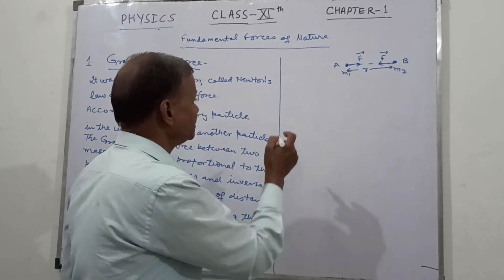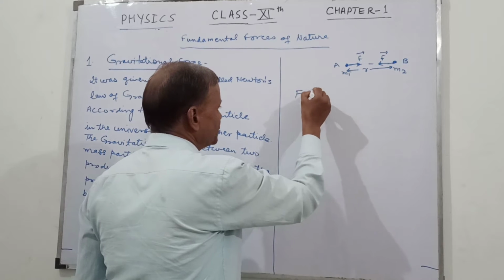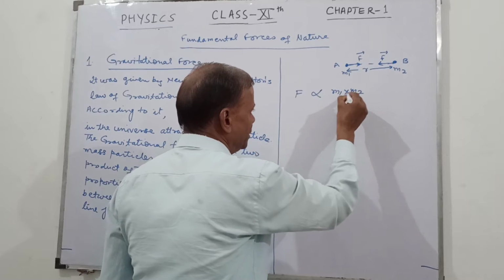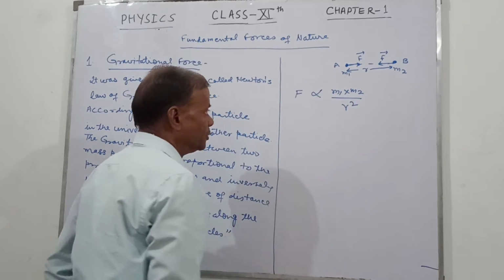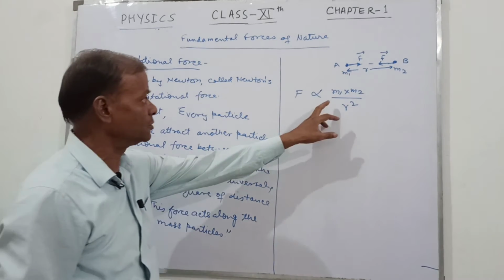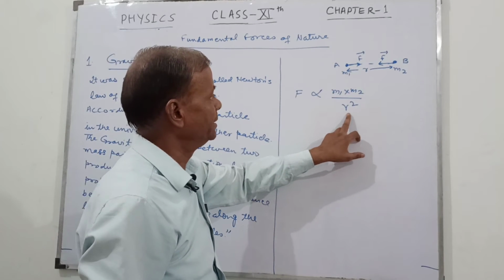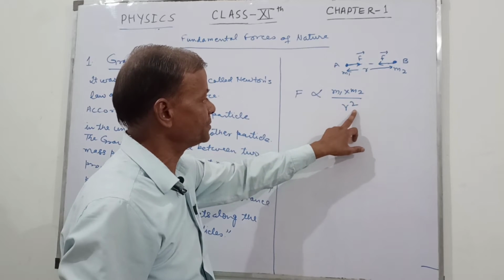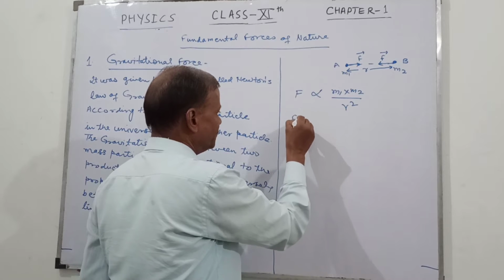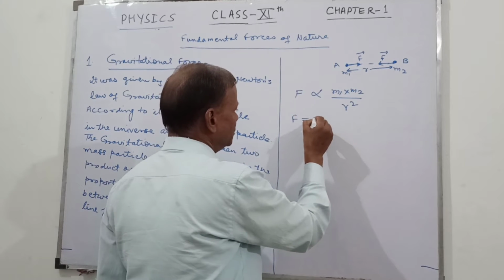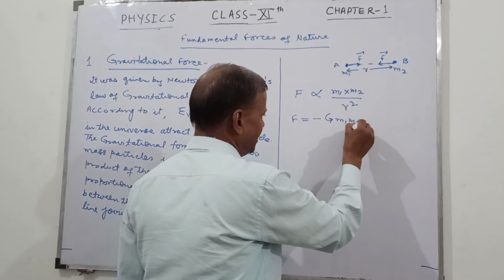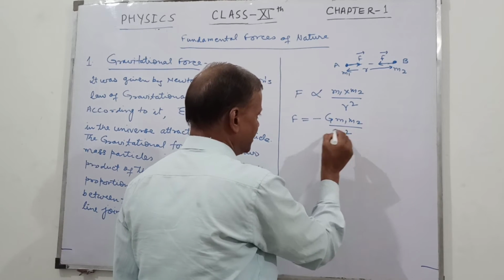So F is proportional to m1 into m2 upon r square. What we are saying here is that it is proportional to the product of masses, m1 into m2, and inversely proportional to the square of distance, r square. So F is equal to minus G m1 m2 upon r square.